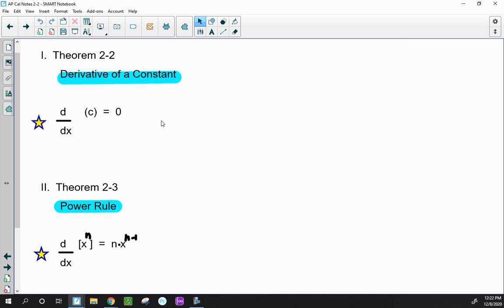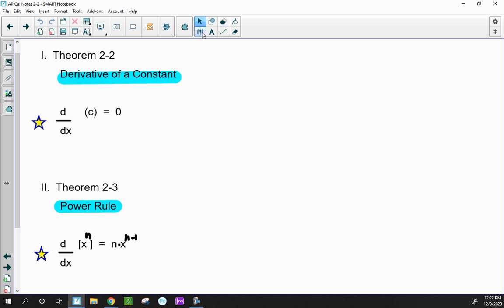In your textbook, in Theorem 2.2, it tells you about a derivative of a constant. Notice my notation is d dx. Find the derivative with respect to x. Find the derivative with respect to x of a constant. And the answer to that will always be 0.